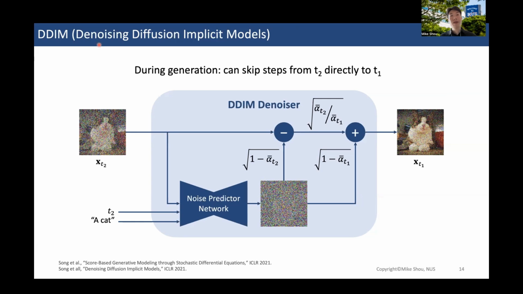For DDIM, the idea is that now we do not randomly sample another noise during the generation process. Instead, we directly use the noise predicted by the predictor network, the denoiser. We use this noise. So firstly, we subtract this noise following this equation, and then we add on this noise again.